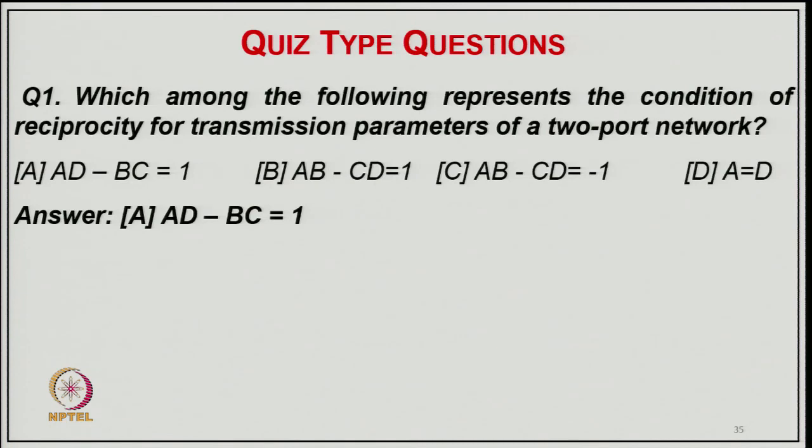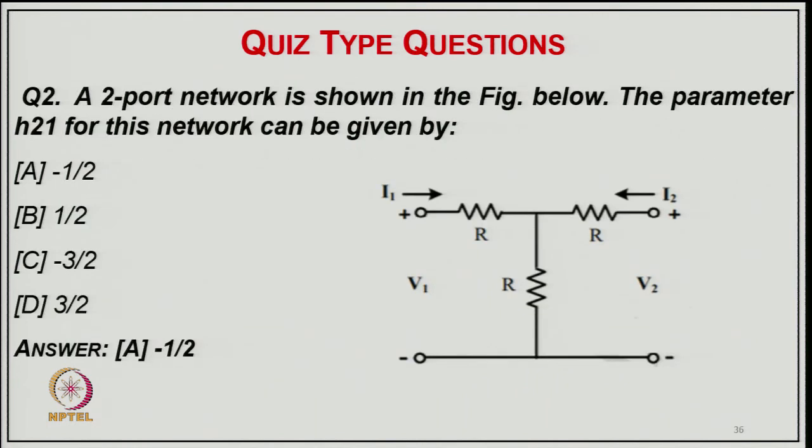Now, there are some quiz questions, short questions. What among the following represents the condition of reciprocity for transmission parameters? That is AD minus BC, or the other conditions given. So, we say AD minus BC equal to 1 is the condition. Another two-port network is given where three relations are given. The two-port network is shown here.